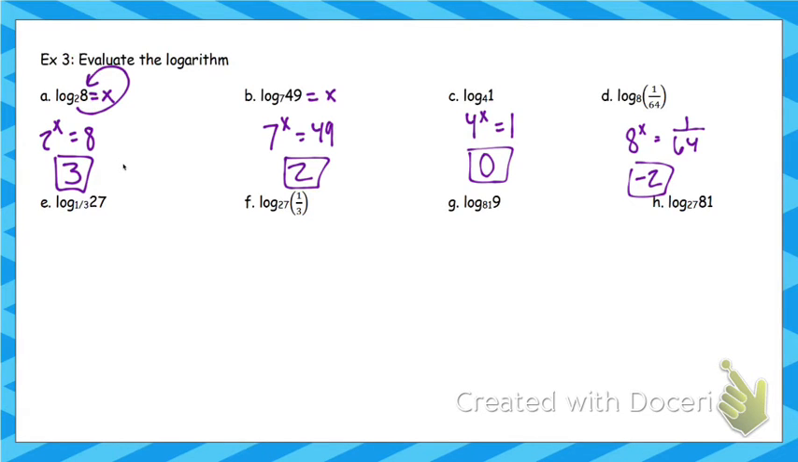All right. 1/3 to the something is equal to 27. Again, we're going from a fraction to a whole number, so I need a negative exponent. A negative exponent's going to flip it. 3 to the third is 27.